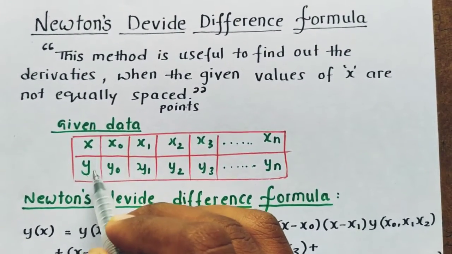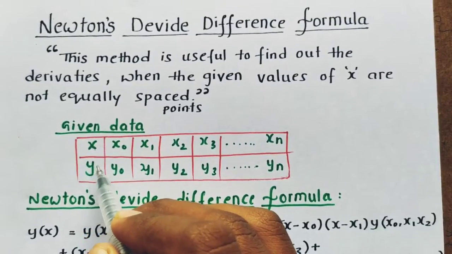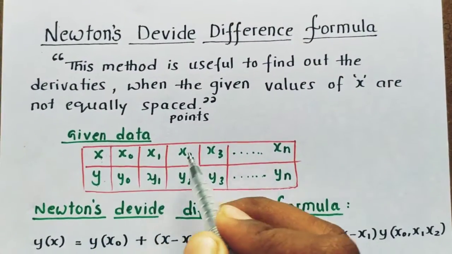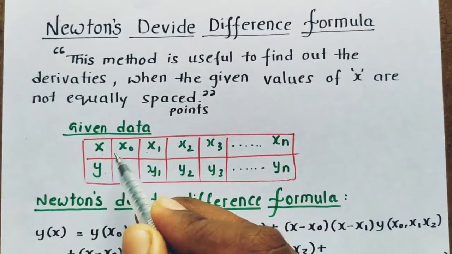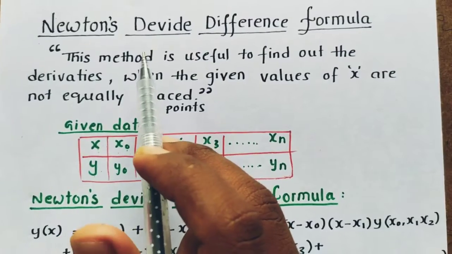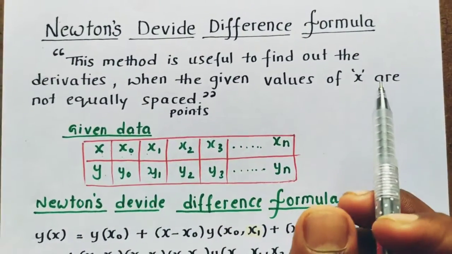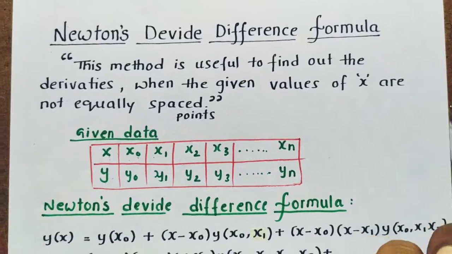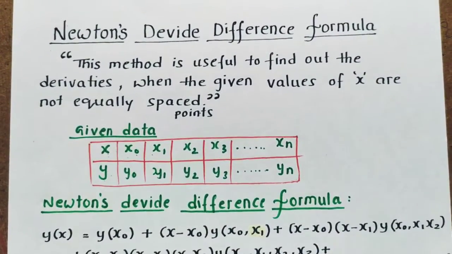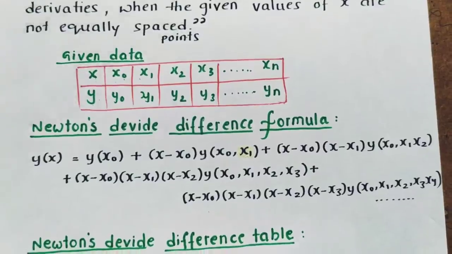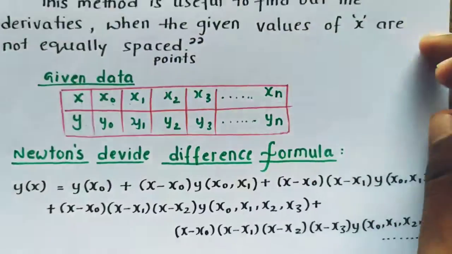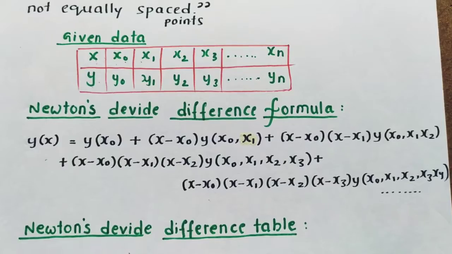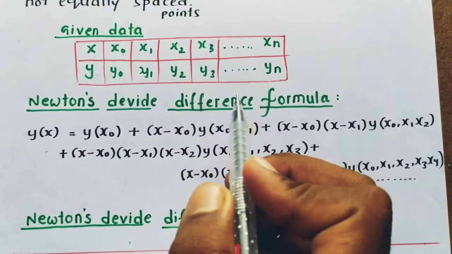We can assume the given values are x and y. The values of x are not equally spaced points. Here x0, x1, x2, x3 are not equally spaced. In that condition it is better to choose Newton's divided difference formula for finding an unknown function. Here we see the formula.